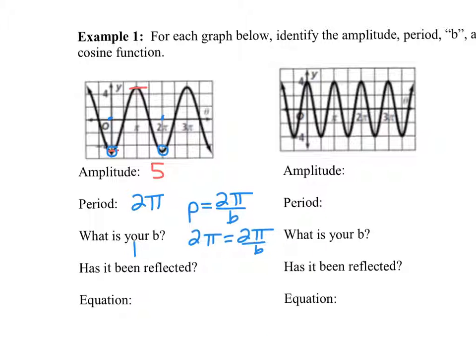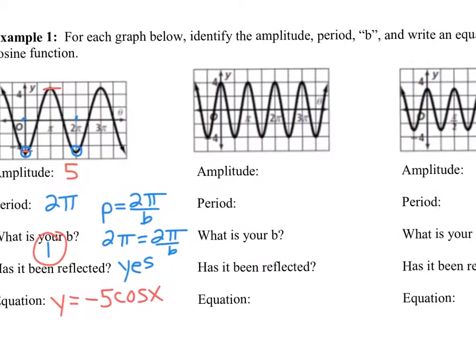And has it been reflected? A positive cosine function would start at the maximum value. Here it's starting at the minimum value. It's starting down, so this is going to be a negative. So yes, it's been reflected. So your equation is going to be y equals negative 5 cosine of 1x, or just x.